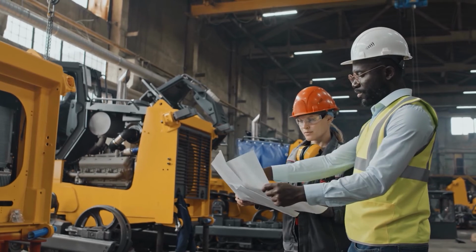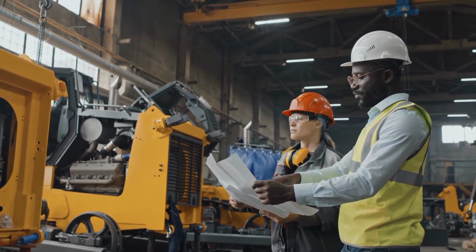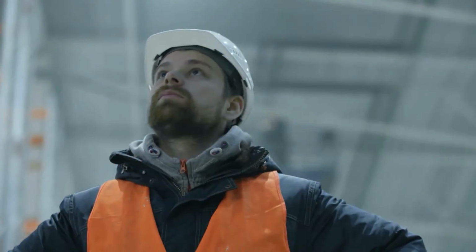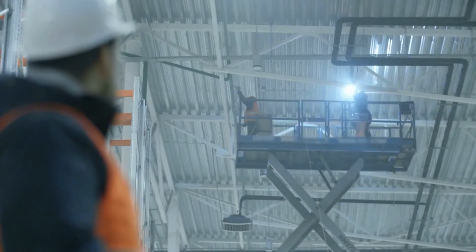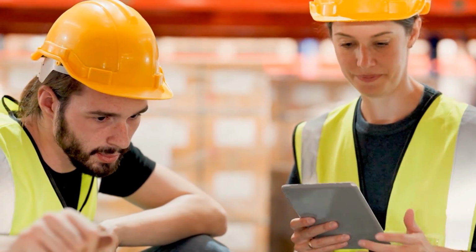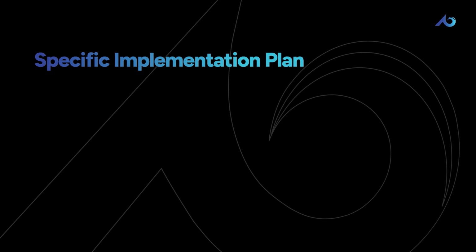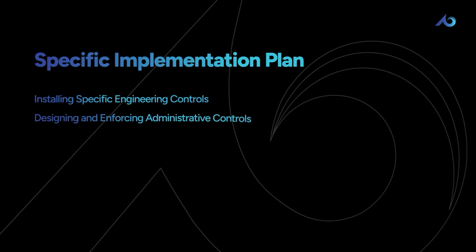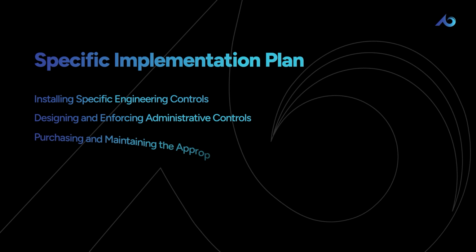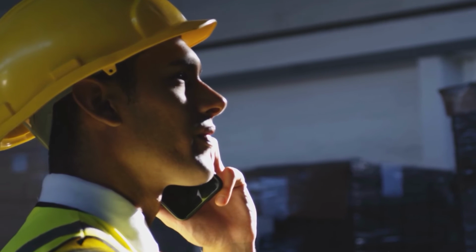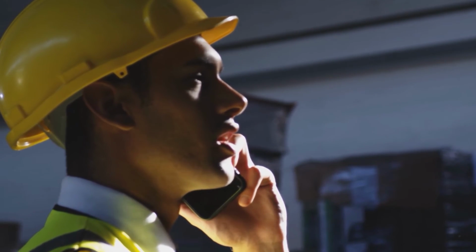For all other hazards, we should really plan to put in place interim solutions while we work our way down the priority list. This dual approach allows us to manage immediate risks while working on more permanent solutions. For each hazard, we'll need to outline a specific implementation plan, detailing the steps and measures involved, whether that's installing specific engineering controls, designing and enforcing administrative controls, or purchasing and maintaining the appropriate PPE. Specific individuals should be assigned as responsible for each implementation.